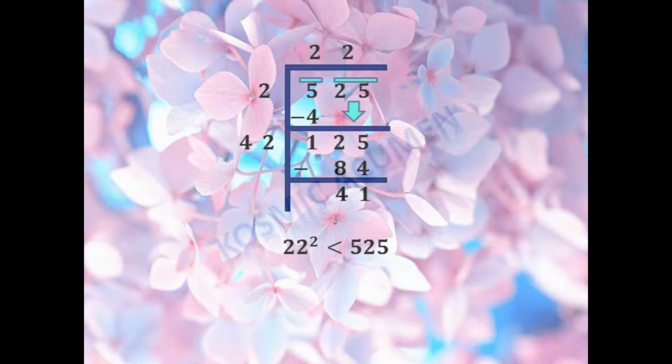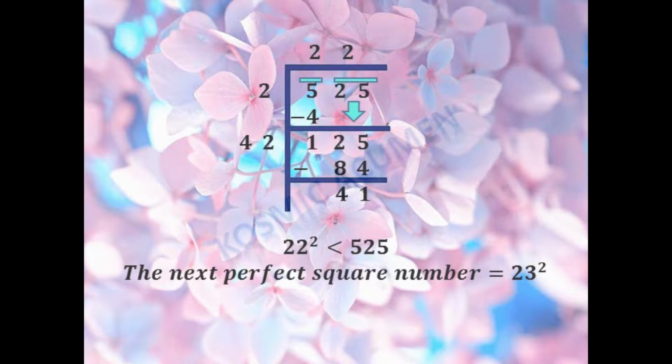In these type of questions, what we'll do is, we'll find the next perfect square number. So 22 square is less than 525, we know. The next perfect square number is 23 square. You can say it is 529. So main thing to remember is that we are supposed to find the next perfect square number.